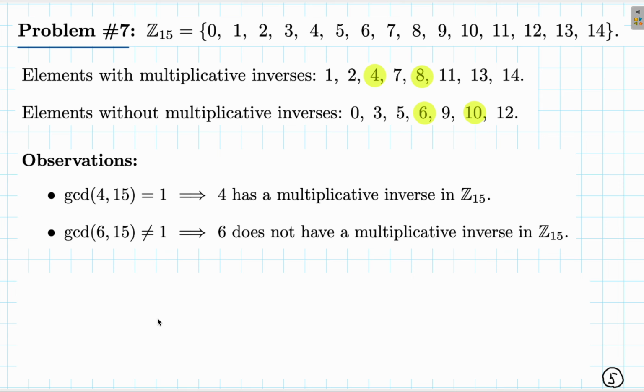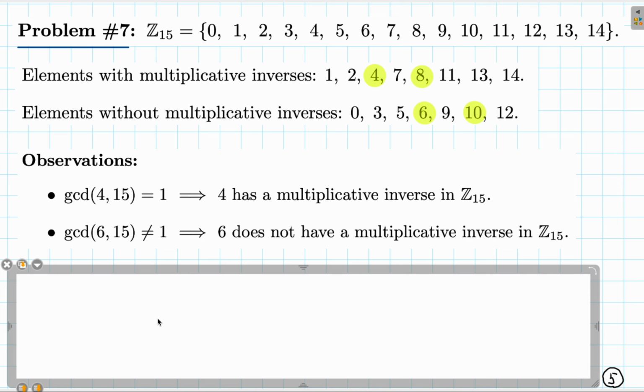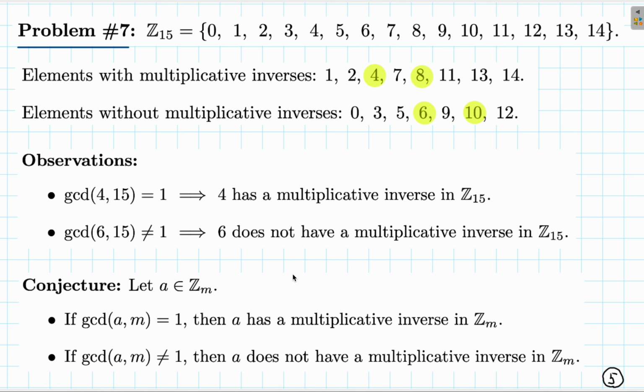So here is our conjecture based on these examples. So we'll let A be an element of Zm. For example, 4 is an element of Z15. If A and M are relatively prime, meaning their GCD is 1, then A does have a multiplicative inverse in Zm. Conversely, if A and M are not relatively prime, their GCD is not equal to 1, then A does not have a multiplicative inverse in Zm.